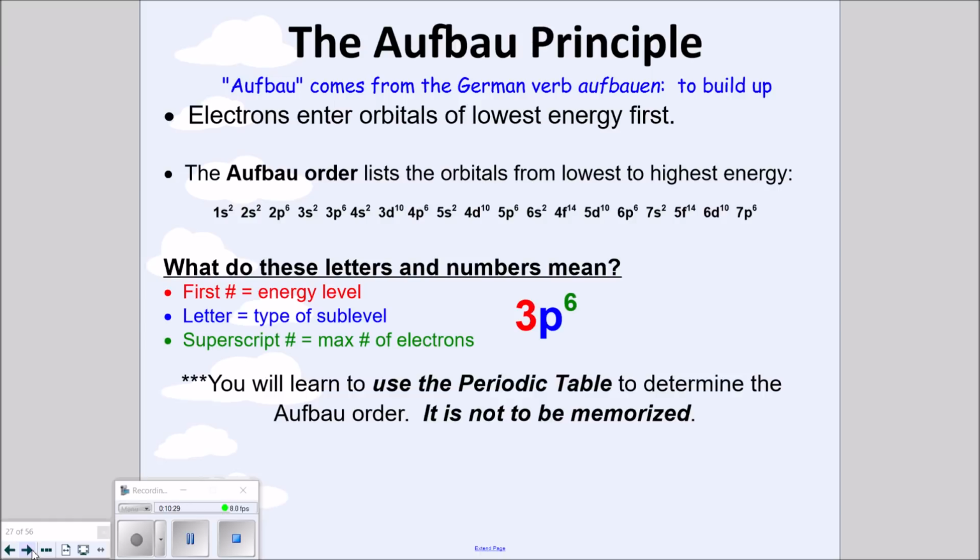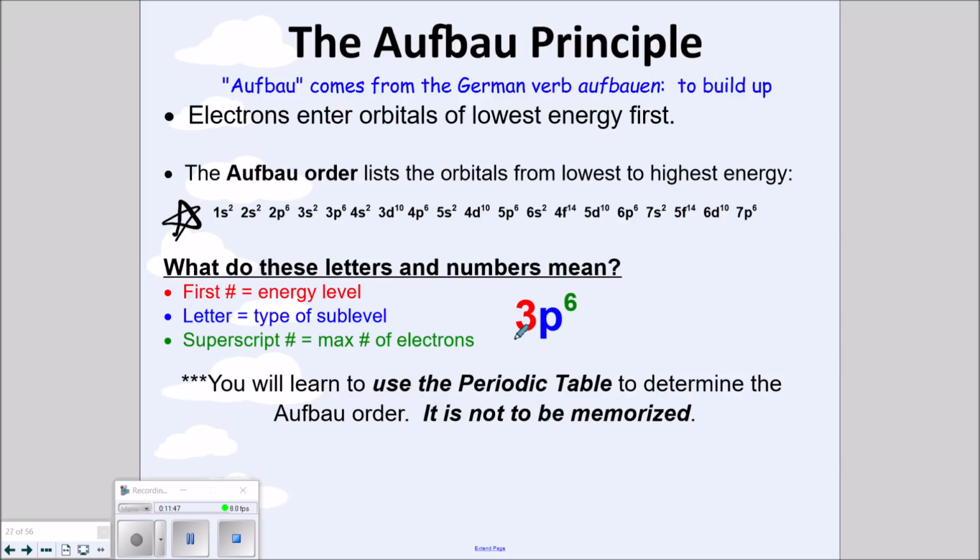The alpha order lists the orbitals from lowest to highest energy. I understand that this looks very complicated right now, but I promise we will teach you how to read this off of the periodic table. You do not have to memorize this. What do these letters and numbers mean? Well, it is color-coded for you, but the first number represents the energy level. The letter represents the type of sublevel, so you have choices between S, P, D, and F.